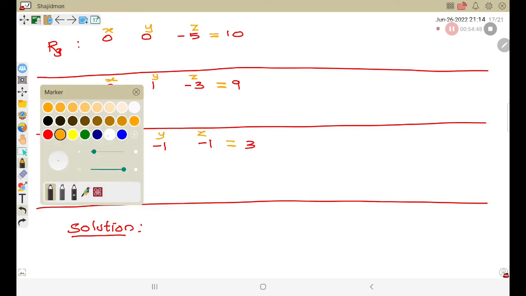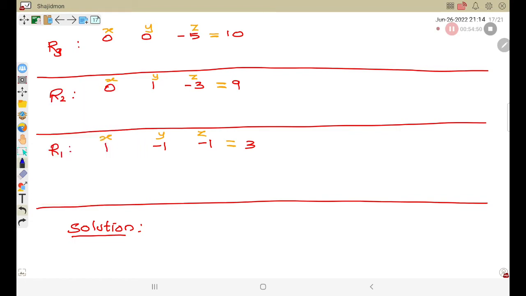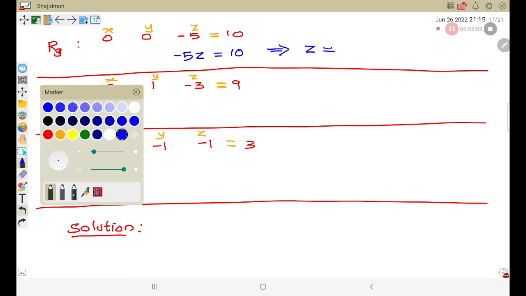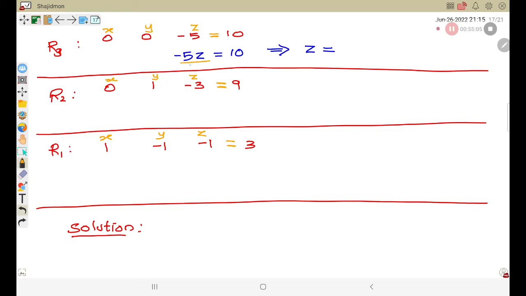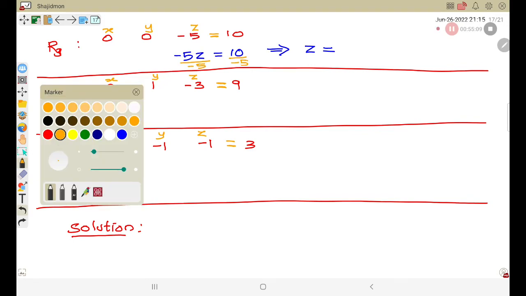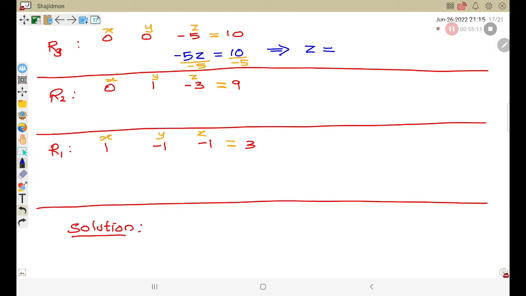Now start the backward substitution. From the third row: 0 multiply x is 0, 0 multiply y is 0, minus 5 multiply z equals 10. From this find the z value. What we will do, divide both sides by minus 5, correct? So the z value we very quickly get from the third row: z equals minus 2.